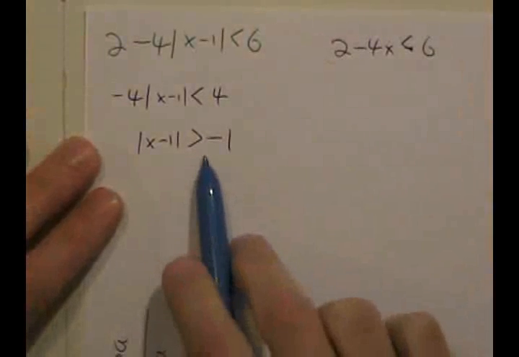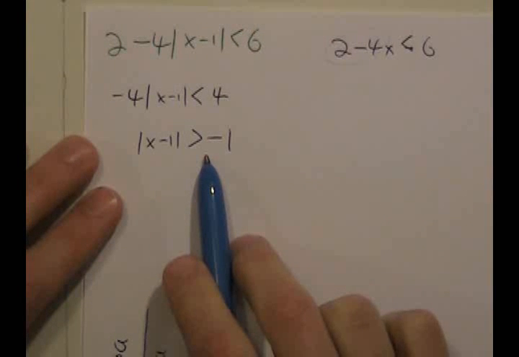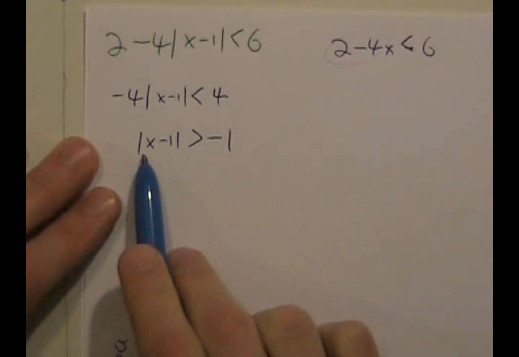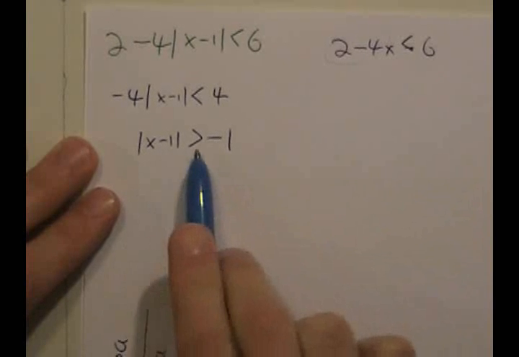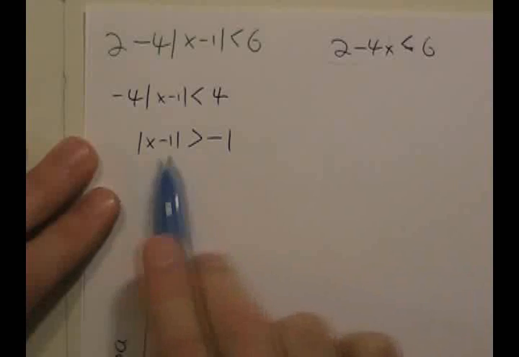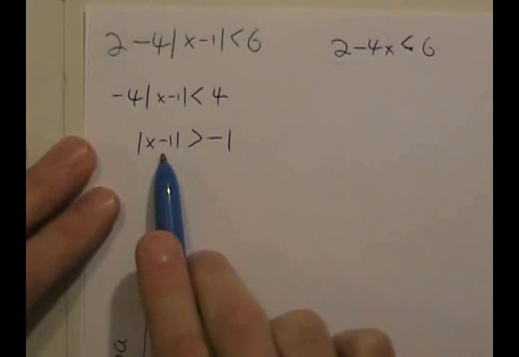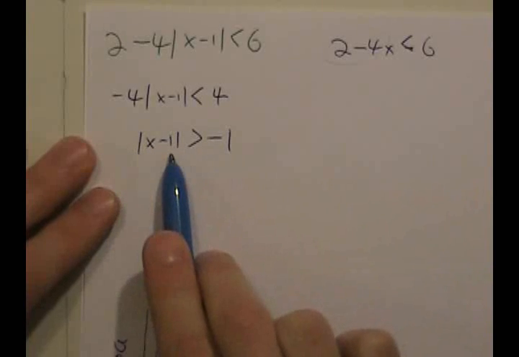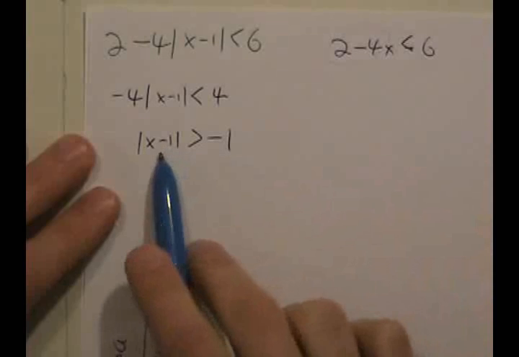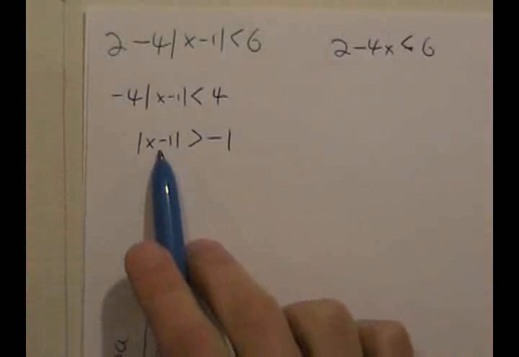And then at this stage, look at what you have. You have to use a little bit of common sense here. You have the absolute value of some expression is greater than negative 1. When you see that, you can just recall that the output of an absolute value is always going to be at least 0. Right? It's got to be some positive thing, if not 0. It's some distance from 0.